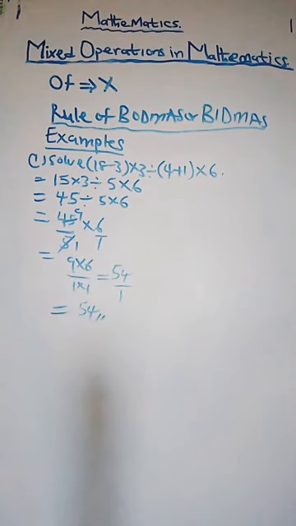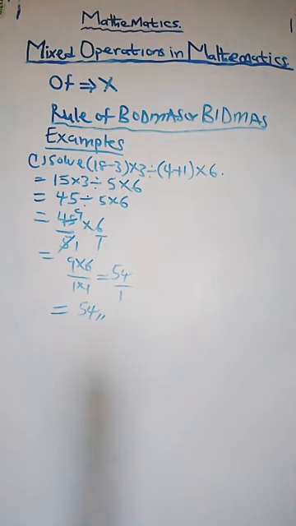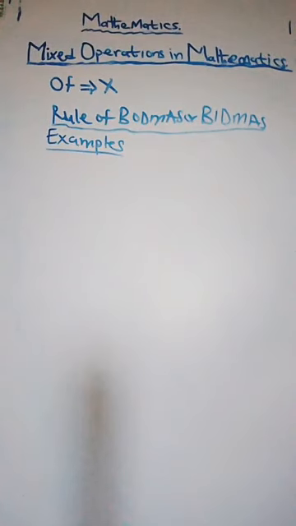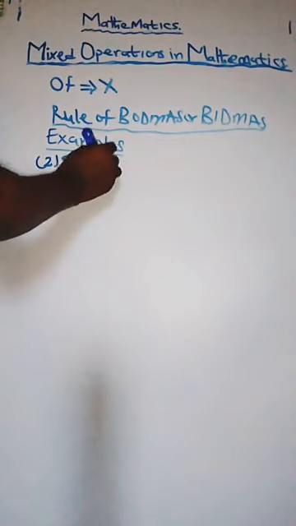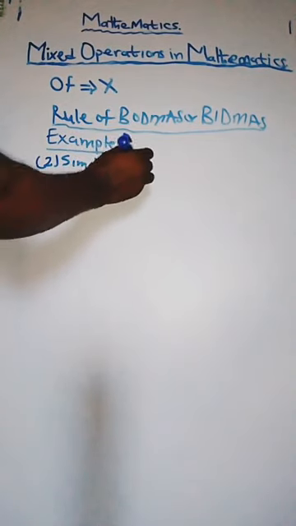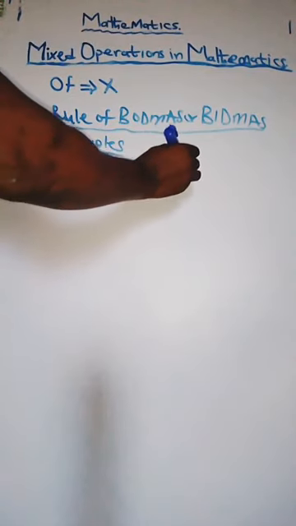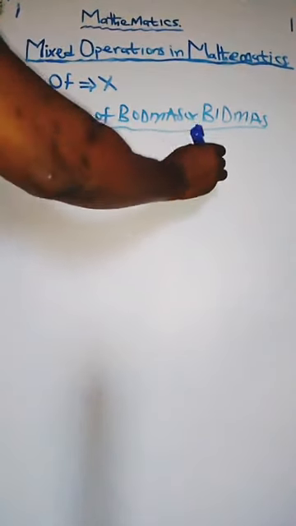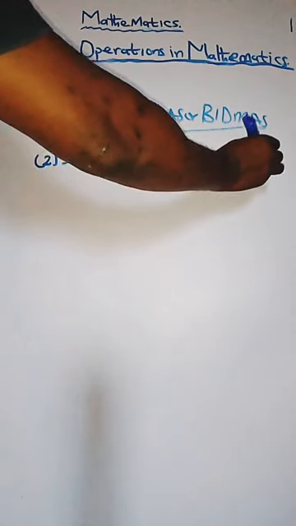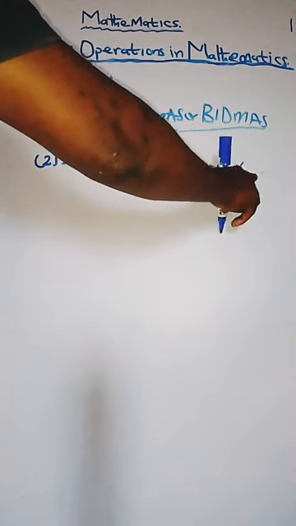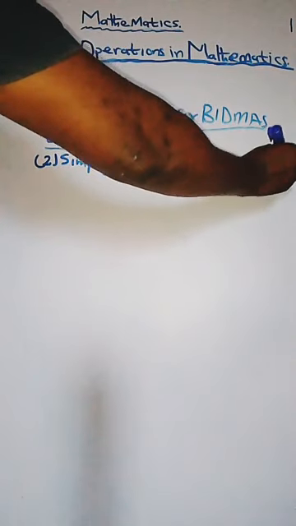Like I always say, in this operation, solve it step by step. Don't rush yourself. Let's look at another example. Example 2. Let's say I have a question that says simplify 6 plus 9 minus 5 times 10 divided by 5 plus half of 25 minus 90 minus 25 plus 5.